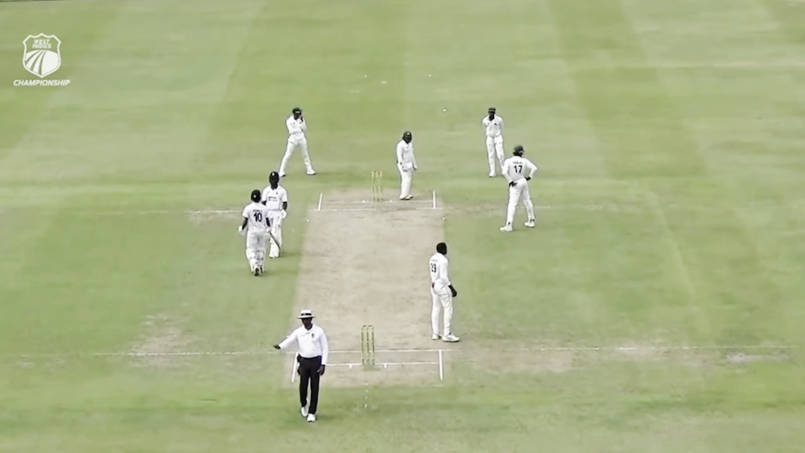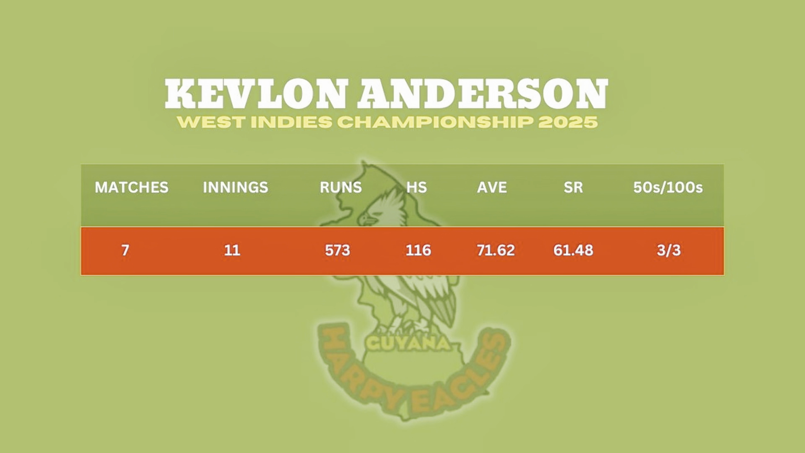in this series, right? He would have played 7 matches, batted for 11 innings, and he would have scored 573 runs. His highest score would be 116, and he would have scored at an average of 71.62 this season at a strike rate of 61.48, scoring 350s and 300s. Yeah, so he was brilliant this season. I mean, there is no argument against what Kevlan Anderson did this year with the bat. Overall, I think he was the best top order batter in the competition this year.